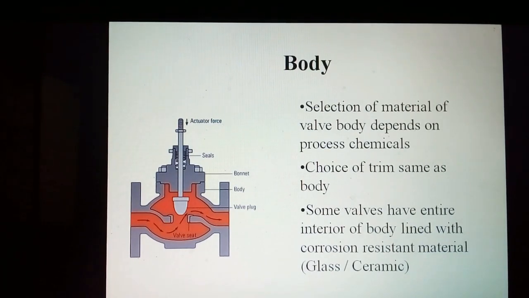Body. The selection of material to fabricate the interior of the valve body is important. It depends on process chemicals flowing through the valve. There is often a choice with regard to the body and trim. Moving parts like stem, seat and plug ends of valves may be obtained with the entire interior of the body lined with corrosion-resistant material. Valves are connected to pipe, fittings or vessels by their body ends, which may be flanged, screwed, butt-weld type, or finished for hose or sleeve coupling. Jacketed valves are also available.